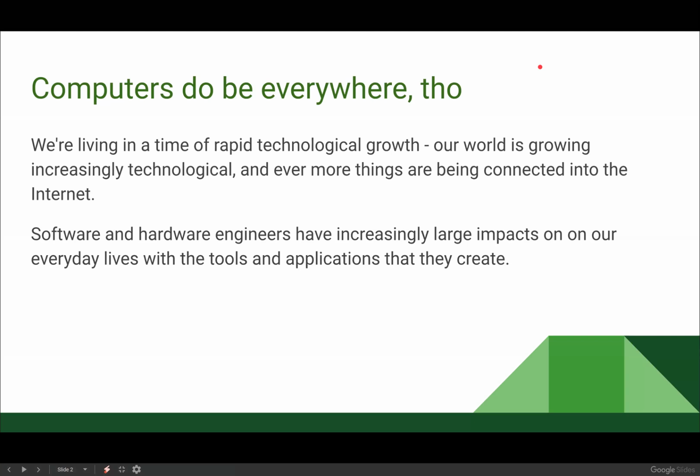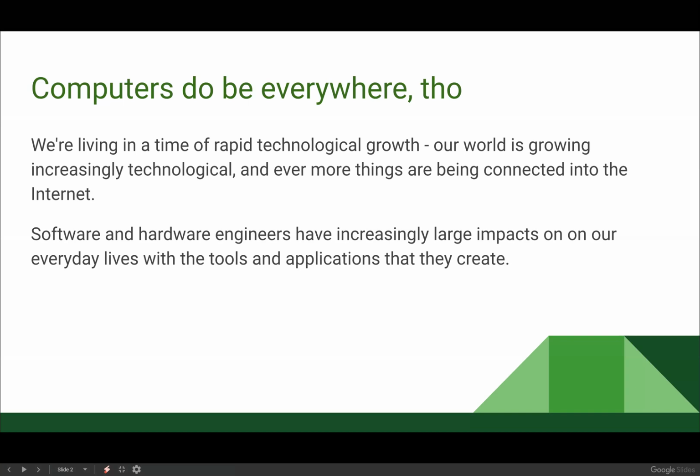So I don't know if you have noticed, but there are computers absolutely everywhere. This room is full of them. I'm sure your own rooms at home are full of them. Your pockets are probably full of them. We're living in this time of huge, huge technological growth. Everything in the world around us is growing increasingly technological, and more things are being connected to the internet.